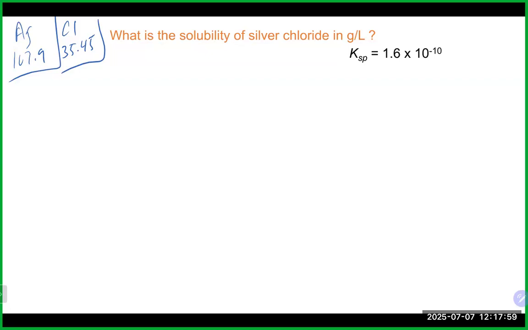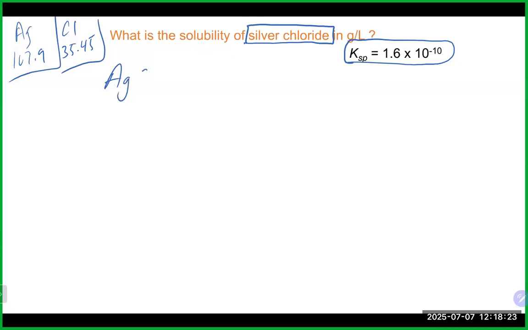Okay, let's take a look. So this would be a case where we're given pretty much just the Ksp. So this is definitely a situation where you should do the ICE table. We want to start with this. Once again, if you're not sure about your solubility rules, if you see a Ksp associated with it, it is safe to assume that thing is a solid and insoluble.